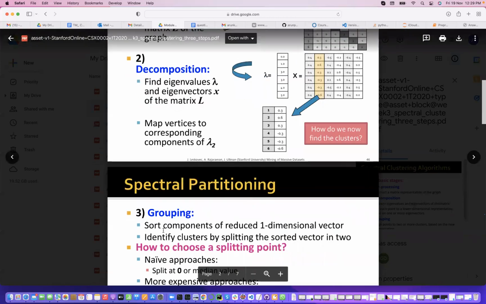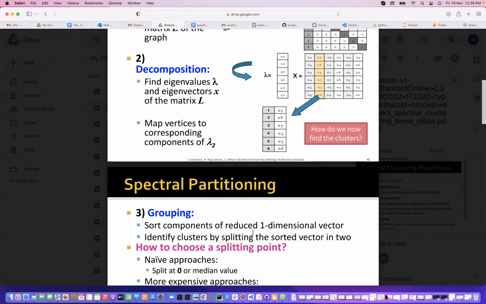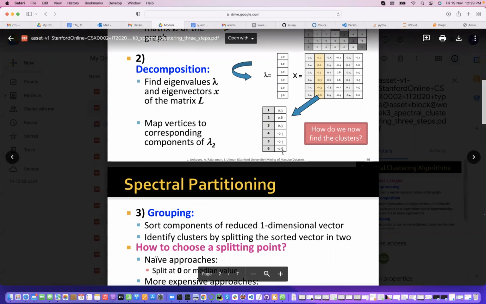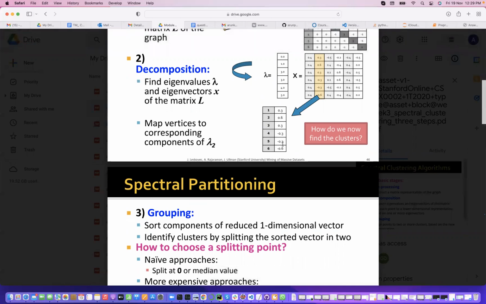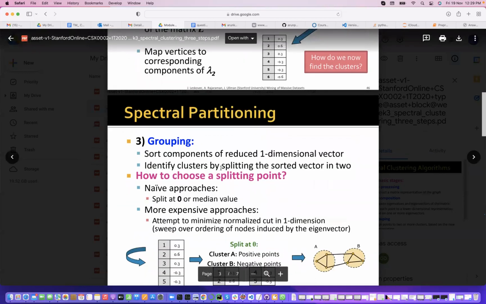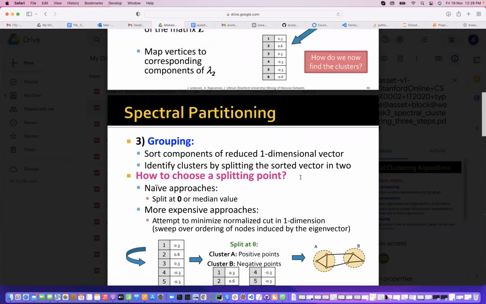Once you get this, grouping: sort components of the reduced one-dimensional vector, identify clusters by splitting the sorted vector in two. Now you need to sort these things. If you sort these things, you'll get minus 0.3, minus 0.6, minus 0.3, minus 0.3, then 0.3, then 0.3, 0.6. If you want two clusters, you will draw a line wherever you get exactly half the points above and half below. Sort components of the reduced one-dimensional vector, identify clusters by splitting the sorted vector in two.